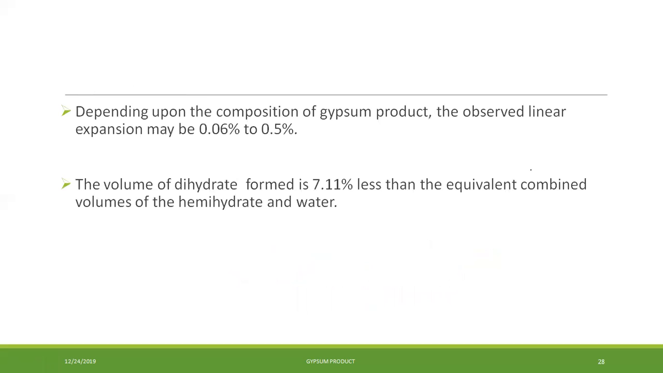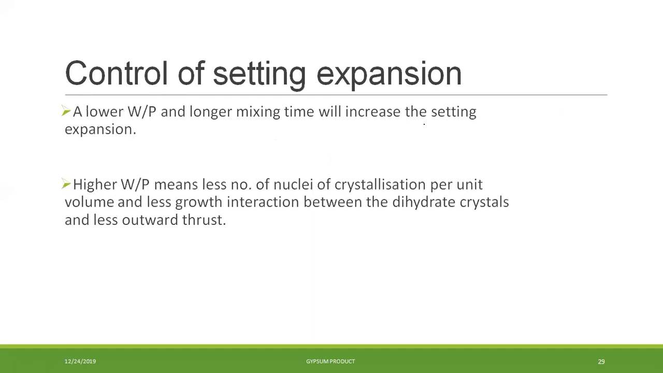Depending on the composition of the gypsum product, this is the observed linear expansion which I have told you. Some books write it as 0.05 to 0.5%. The volume of dihydrate formed is 7.11% less than the equivalent combined volumes of hemihydrate and water. You have to remember the expansion rate and the volume also, right?